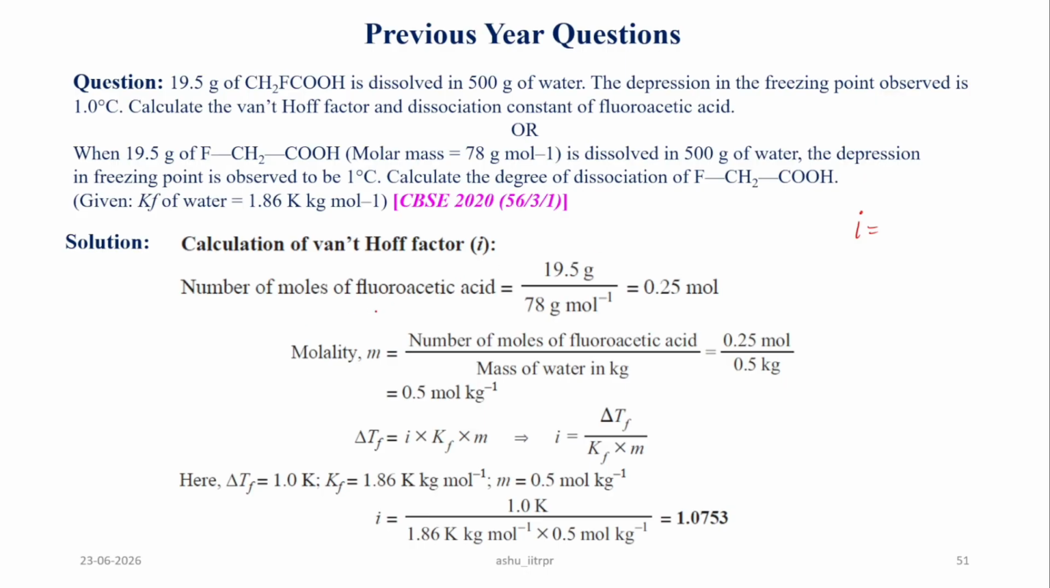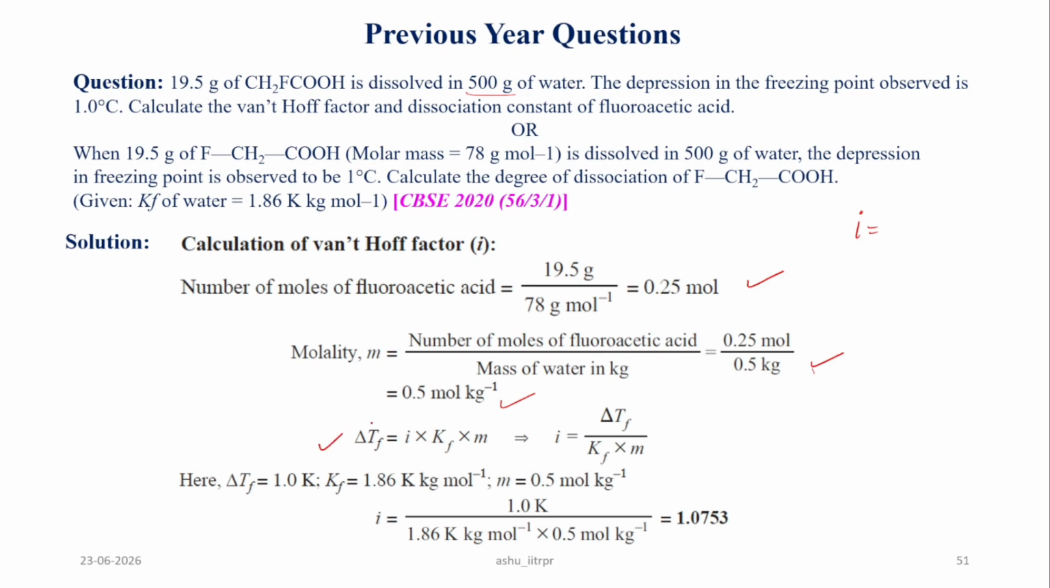So the number of moles of fluoroacetic acid has been calculated from given mass and molar mass, so it is 0.25 moles. Molality is number of moles divided by mass of solvent. The solvent mass is given as 500 gram, that means 0.5 kg, because molality uses mass of solvent in kg. So in this way we have calculated molality, 0.5 mole per kg.